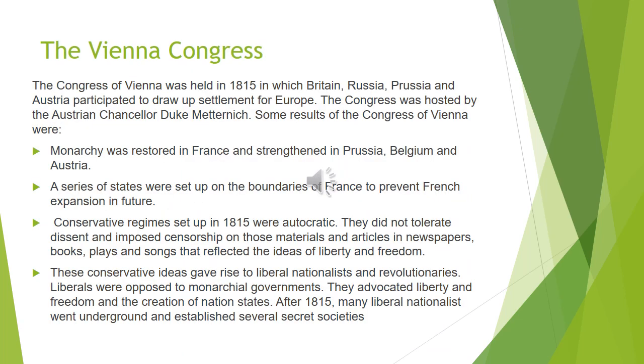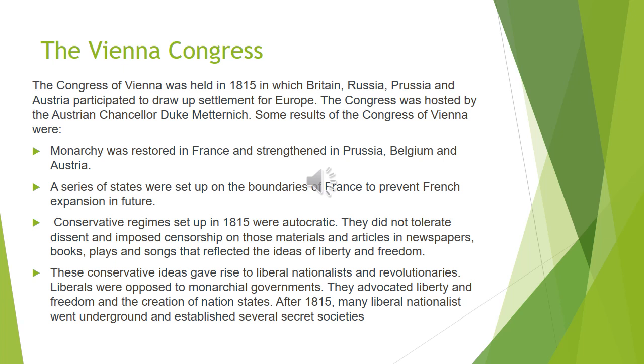The Vienna Congress. After the defeat of Napoleon in the Battle of Waterloo in 1815, the Vienna Congress was held, and it was participated by countries such as Britain, Russia, Prussia, and Austria. These were the countries who had defeated Napoleon. And this Congress was held to draw up settlement for Europe, how Europe would be reconstituted after the defeat of Napoleon. The Congress was hosted by the Austrian Chancellor Duke Metternich.